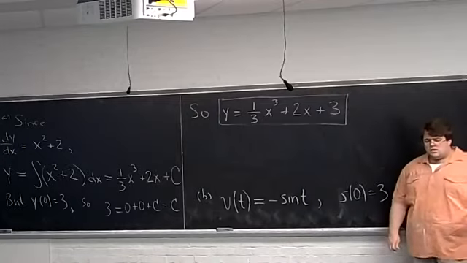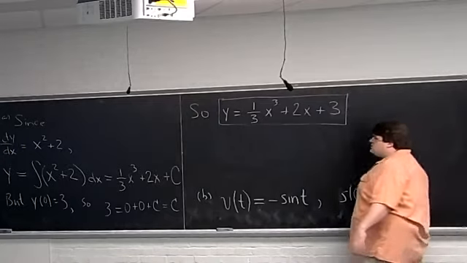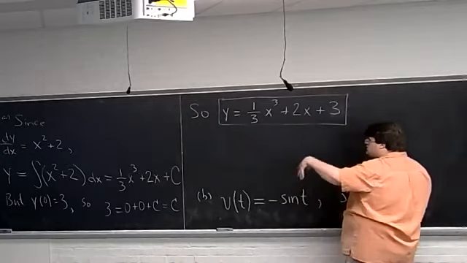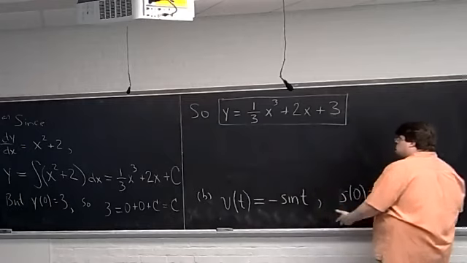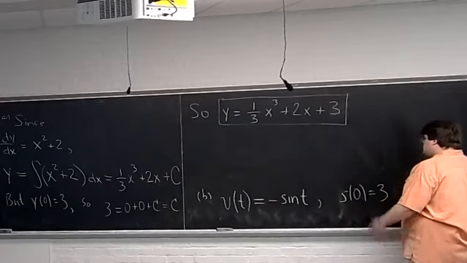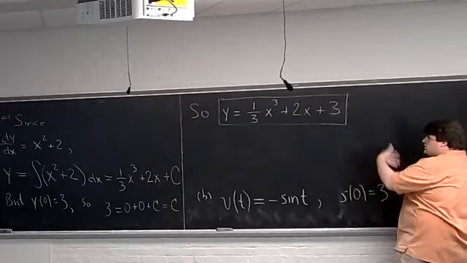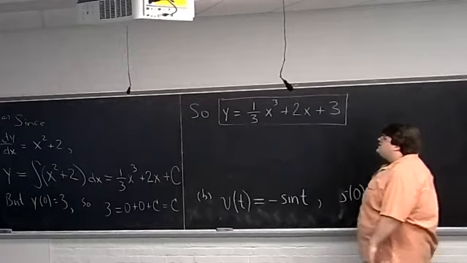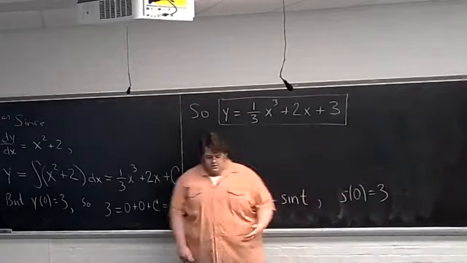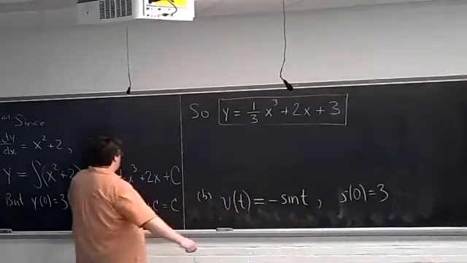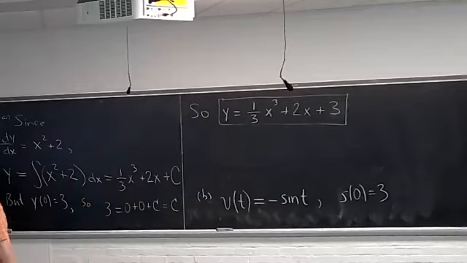And we can also check our work here. The derivative of y with respect to x is x squared plus 2. And also, it satisfies the initial condition: when x equals 0, y equals 3. So right there we had y as a function of x.